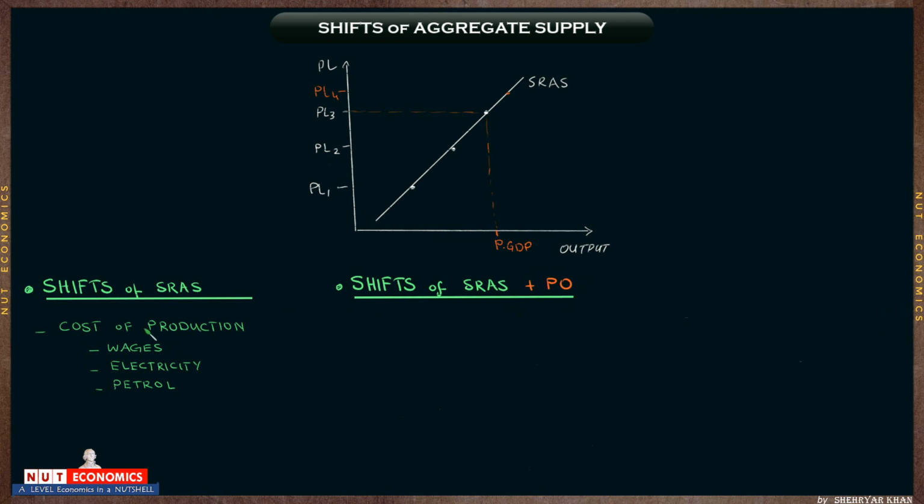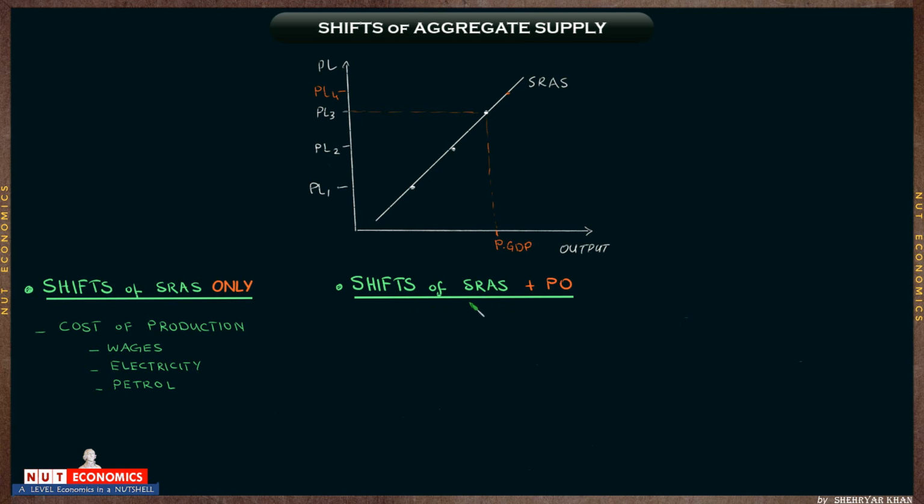Now don't forget cost of production. As I said, it is the most frequent reason why the short-run aggregate supply curve changes or shifts. So don't think that since this is only shifting the SRAS, whereas these other factors that we are going to look at will shift the SRAS, the short-run aggregate supply, as well as the potential output, that does not make this any less important. Now with that, let me explain what are those things that change the country's potential output and shift the country's short-run aggregate supply as well.